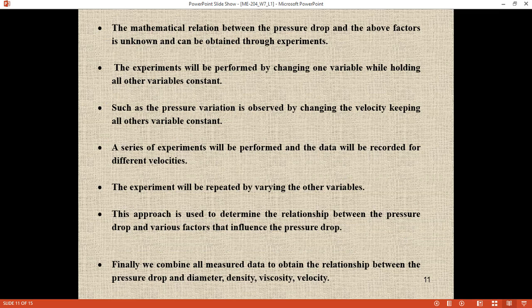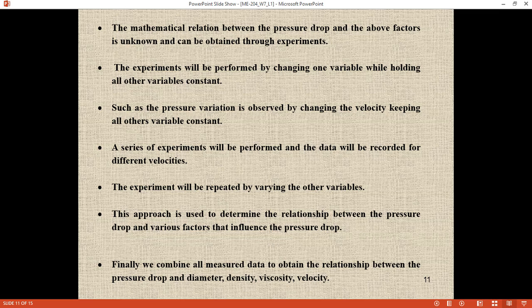Now, the mathematical relationship between the pressure drop and the above factors is unknown, because we do not have any relationship between these factors. So we are going to perform an experiment, since it is unknown and can be obtained through experiments. The experiment will be performed by changing one variable while holding the other variables constant. Only one variable we vary, and we observe the change in behavior.